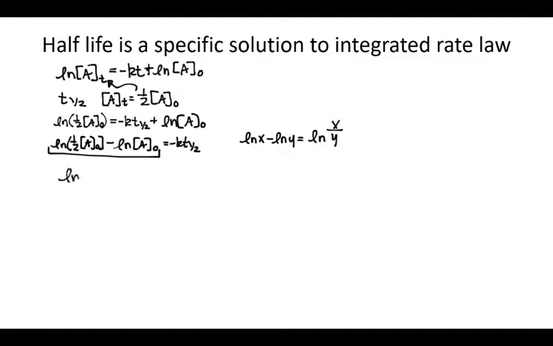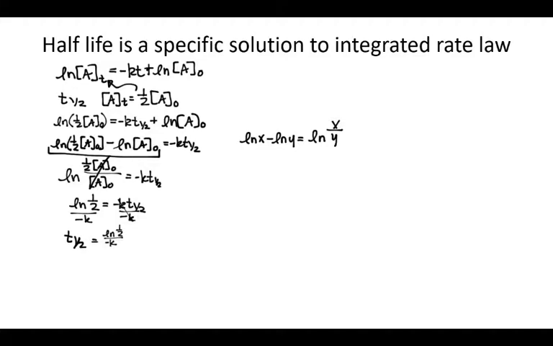So if we rearrange this, we'll see that the natural log of 1/2 of initial concentration over initial concentration equals negative kT1/2. What's convenient about doing this is that now we can get the concentrations to cancel out. So we have natural log of 1/2 equals negative k t1/2. So to get t by itself, we'll now divide both sides by negative k. And so we get that T1/2 equals natural log of 1/2 divided by negative k.